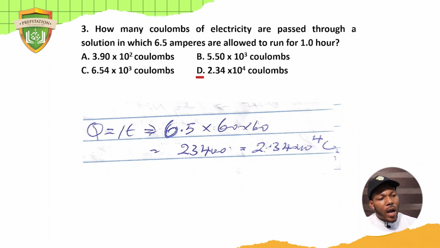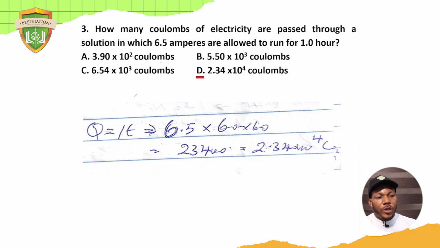This question says, how many coulombs? This one is a straightforward question anyway. How many coulombs of electricity are passed through a solution in which 6.5 amperes are allowed to run for 1 hour? So what do you do? Look at the parameters given. You are given time and you are given the current in the question.